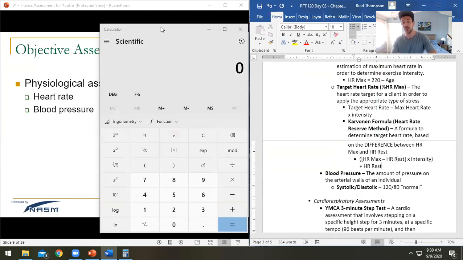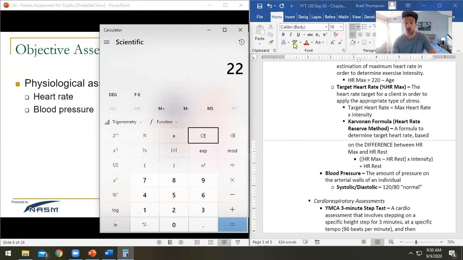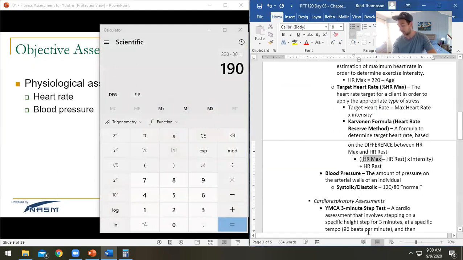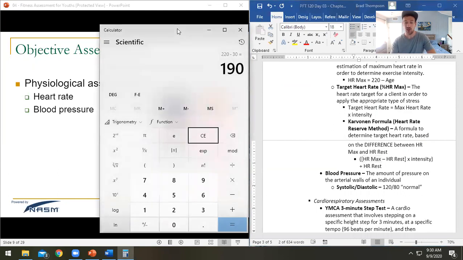So let's say our person's 30 years old again, and let's say they have a resting heart rate of 65, right? So we'll take 220 minus their age of 30. So that's their heart rate max. This is where we are in the formula so far. And then we're going to subtract their resting heart rate. So we're going to take away 65 beats, right? So we're going to say 190 minus 65. That's going to give us 125.